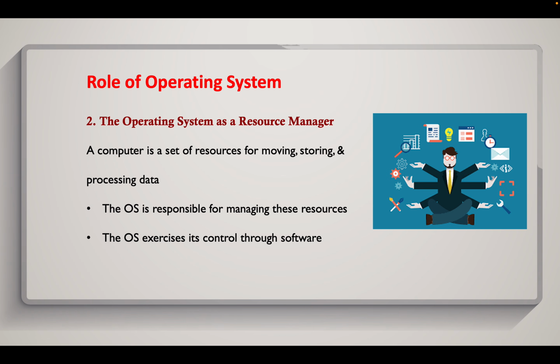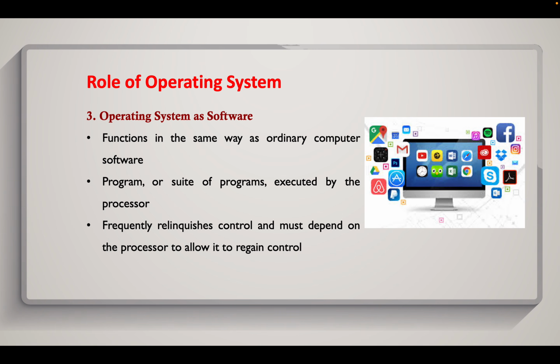The second role, resource manager. The operating system allocates resources to all the processes and is responsible for managing these resources. The operating system exercises its control through software. The third role, the operating system acts as software. Software means it performs functions of various things; programs frequently relinquish control and depend on the processor to allow the control to return. So it acts as software.